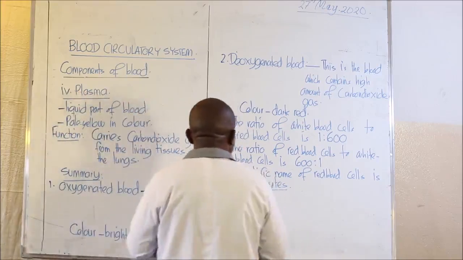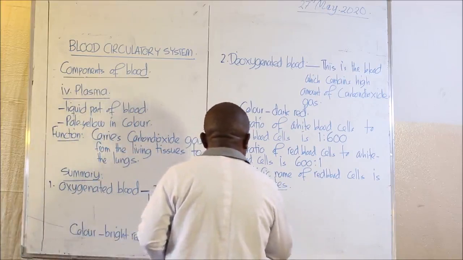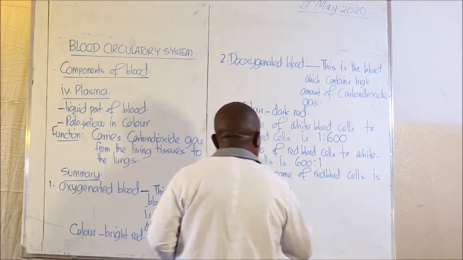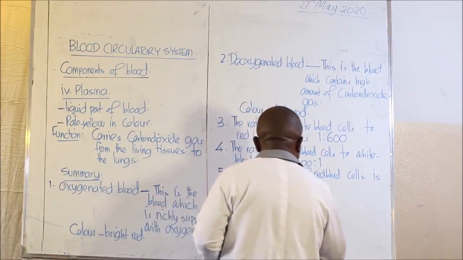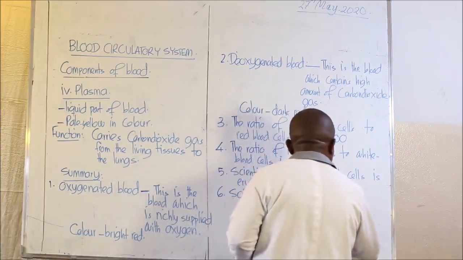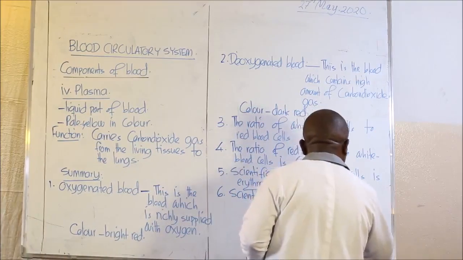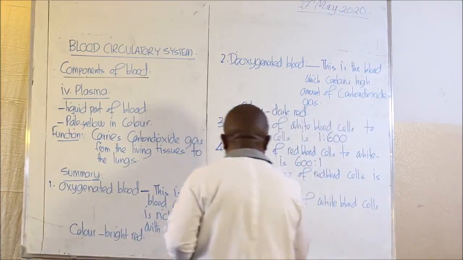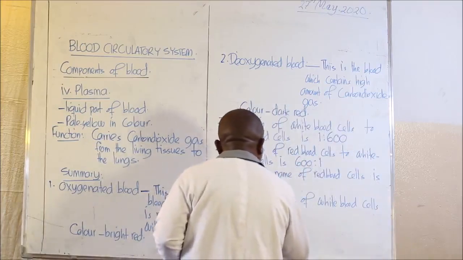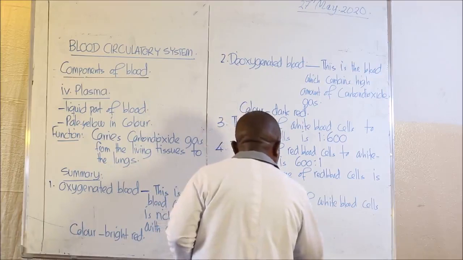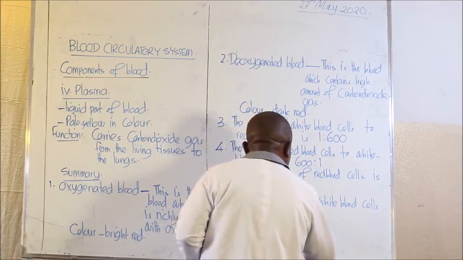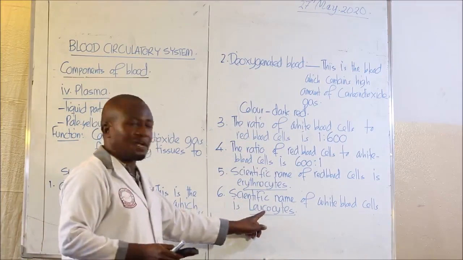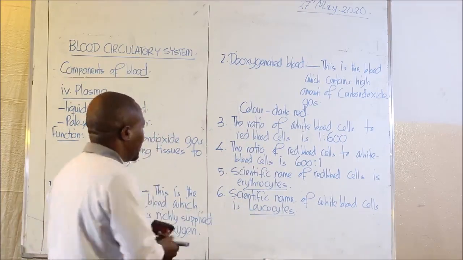And that of white blood cells, the scientific name of white blood cells is leukocytes. Remember, leukocytes has a C and not a K.